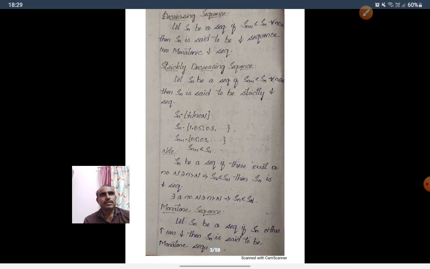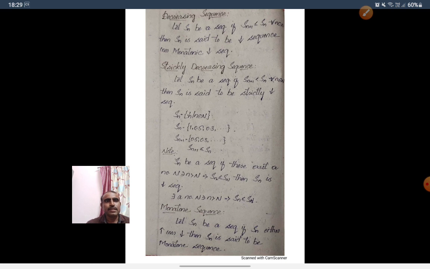Now decreasing sequence. Let Sn be a sequence. If Sn+1 is less than or equal to Sn for all n belonging to N, then Sn is said to be a decreasing sequence. So the first term is greater than the second term, which is greater than the third term. So that is a decreasing sequence. Strictly decreasing sequence. Let Sn be a sequence. If Sn+1 is less than Sn for all n belonging to N, then it is said to be a strictly decreasing sequence.